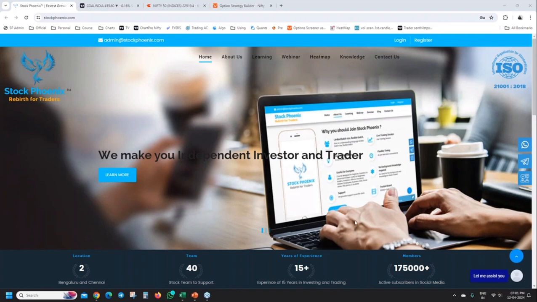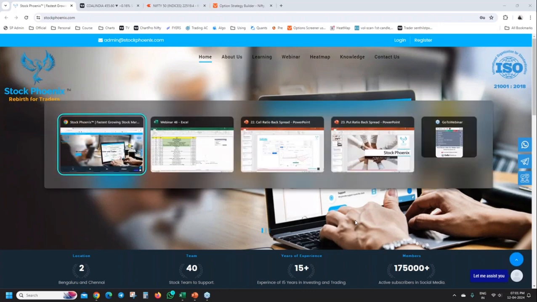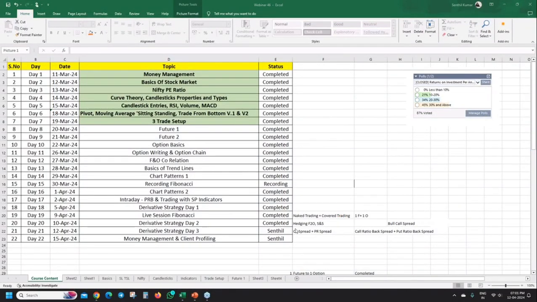Derivative strategy 3. Today we are going to learn about call ratio spread back and put ratio spread back. These are the two strategies we are going to learn. The benefit of this strategy is unlimited profit and limited risk. So let's start.